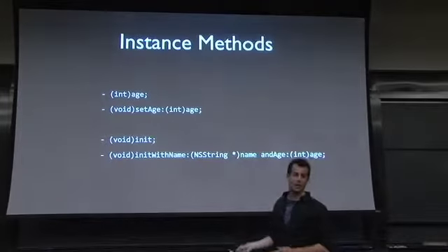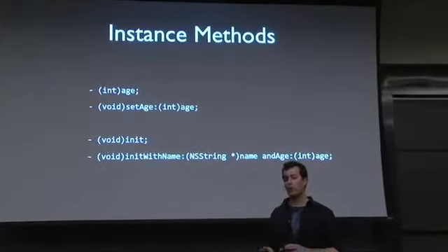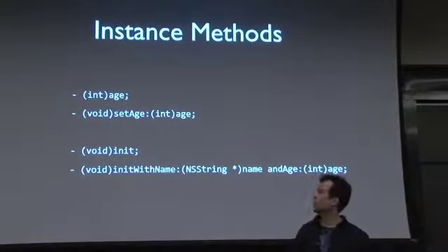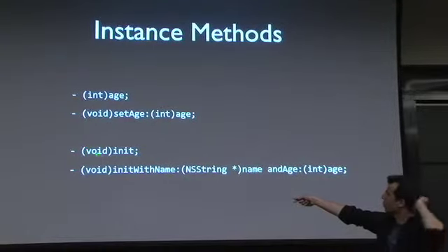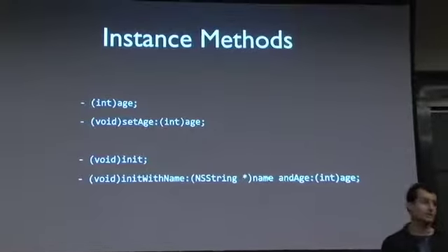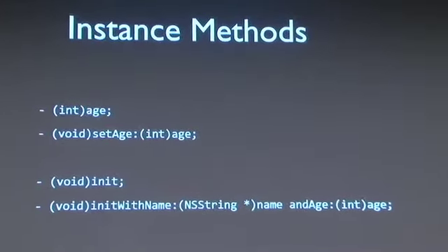Now another type of instance method that's quite common is this. An init method exists in most every class, even if it doesn't do much or anything at all. Typically returns void, as in this case here. And it's meant to initialize an object. And we'll see examples of this.